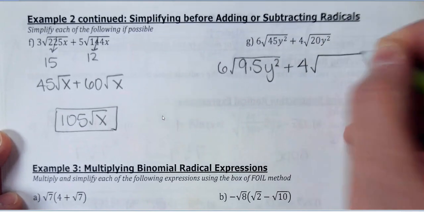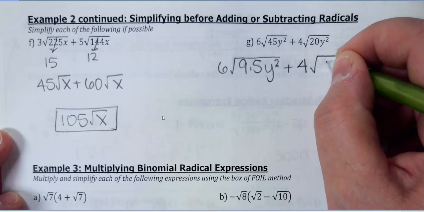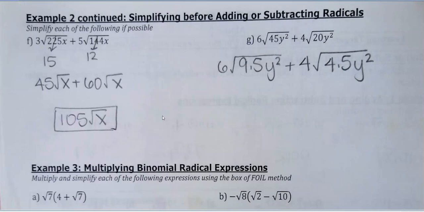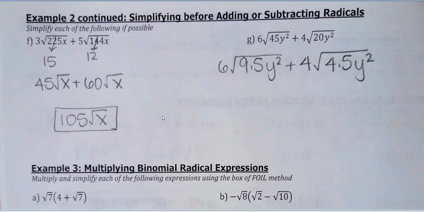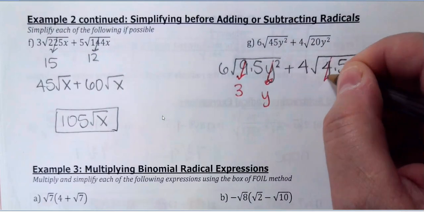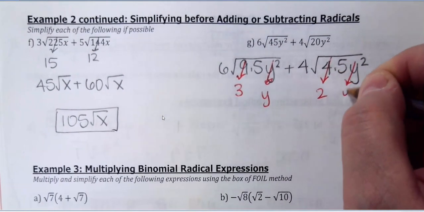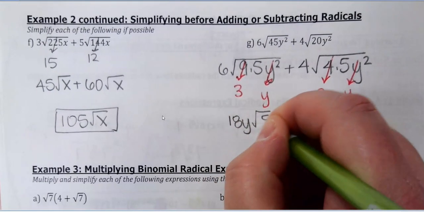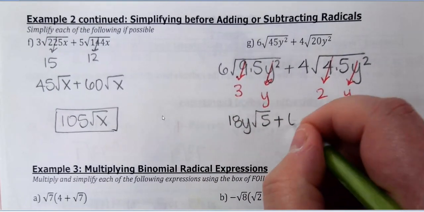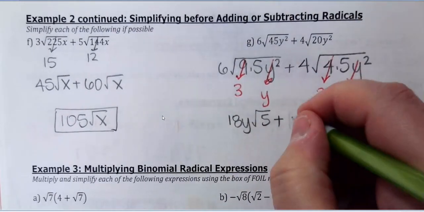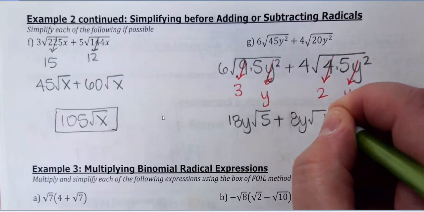And then I'm pretty sure we broke down 20 on the front too. So I'm going to rewrite that as 4 times 5. And then again, I'm going to leave that y squared alone. That's a perfect square because its exponent is divisible by the index of the square root there. We're going to pull out, let's see, perfect squares, a 3 and a y. Here we're going to pull out a 2 and a y. So simplified, that first term should be 18y times the square root of 5. That second term should be plus, whoops, added, I didn't multiply, 8y square root of 5.